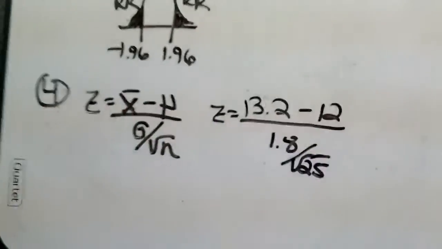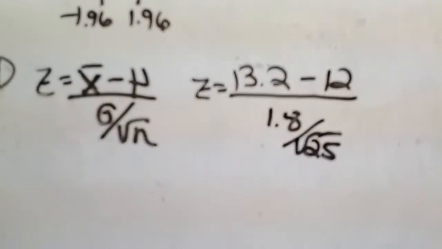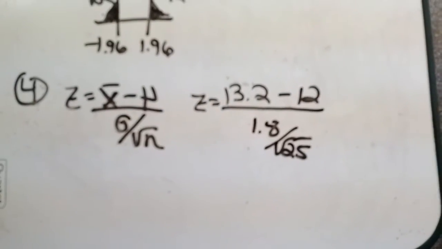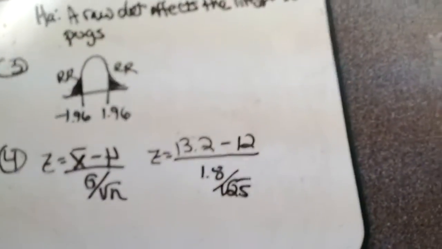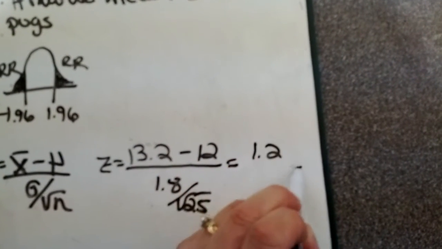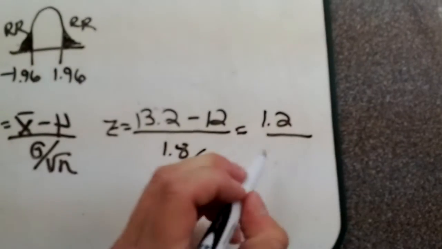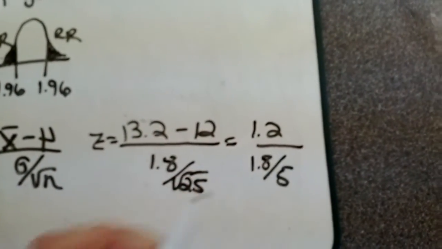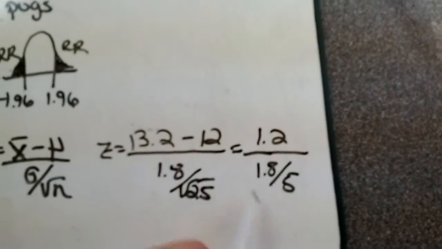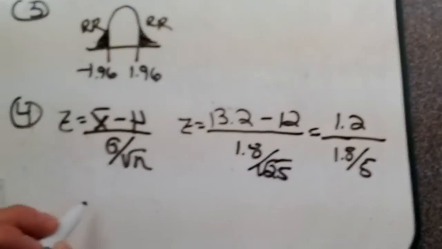Now, many mistakes happen when students start to solve this because they don't follow the rules of order of operations. So we're going to go ahead and solve this in steps. So 13.2 minus 12 is 1.2. I know the square root of 25 is 5, so it's going to be 1.8 divided by 5. Let's go ahead and solve the denominator first. I know this number is 0.36, so maybe I'll write it down here.